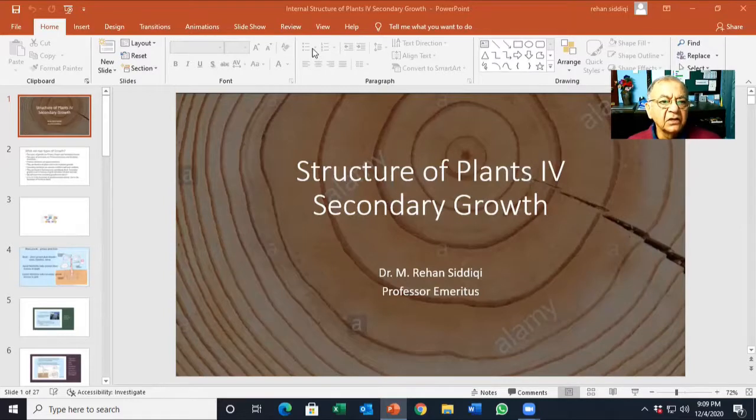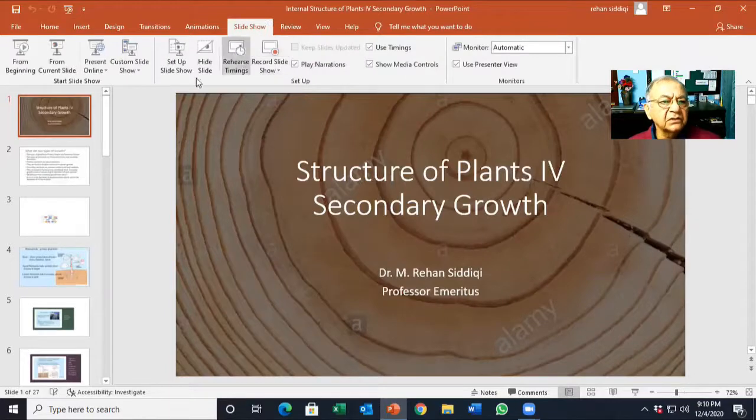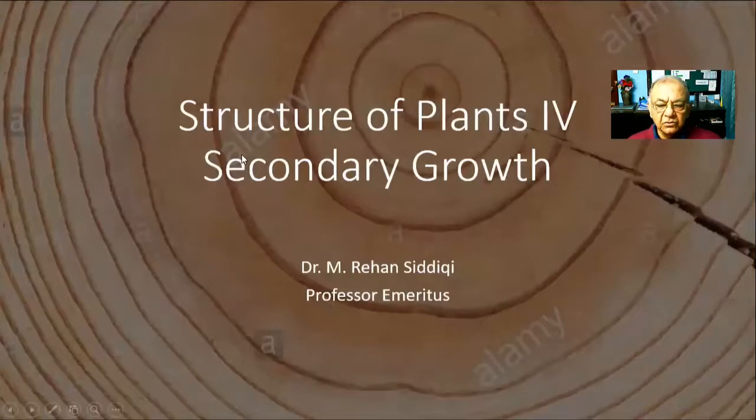So let us start with the internal structure of plants, that is secondary growth. If you look at this slide, you must have seen a log, and I hope some of you will recall that what you see here, my pointer is here, are the growth rings. Today we are going to talk about these growth rings, also called annual rings, and they are formed in the trees of a plant.